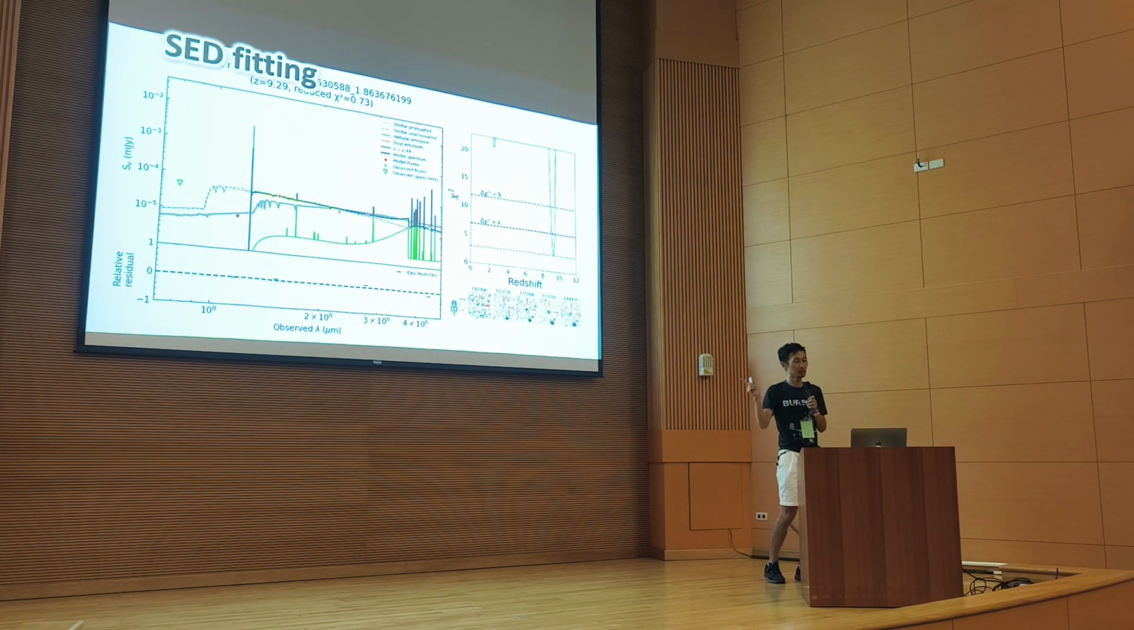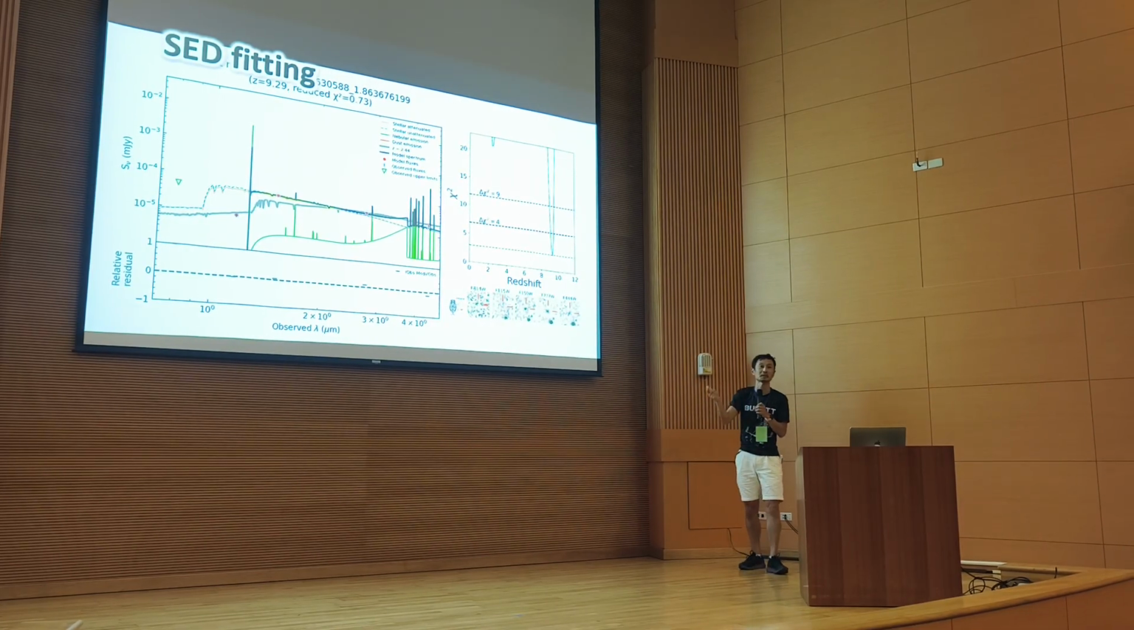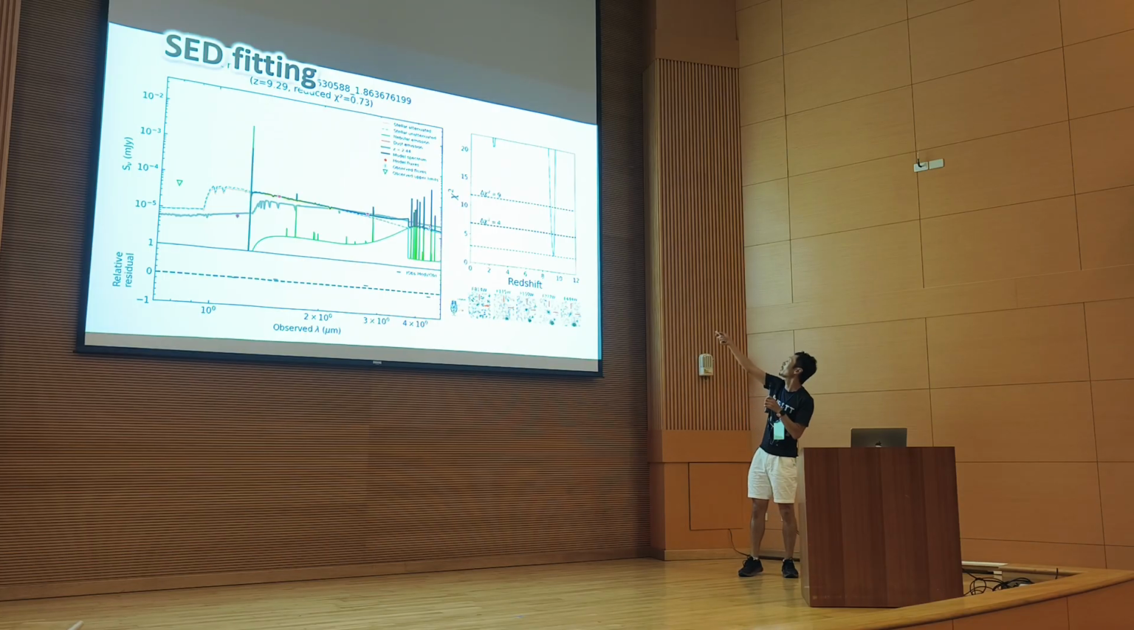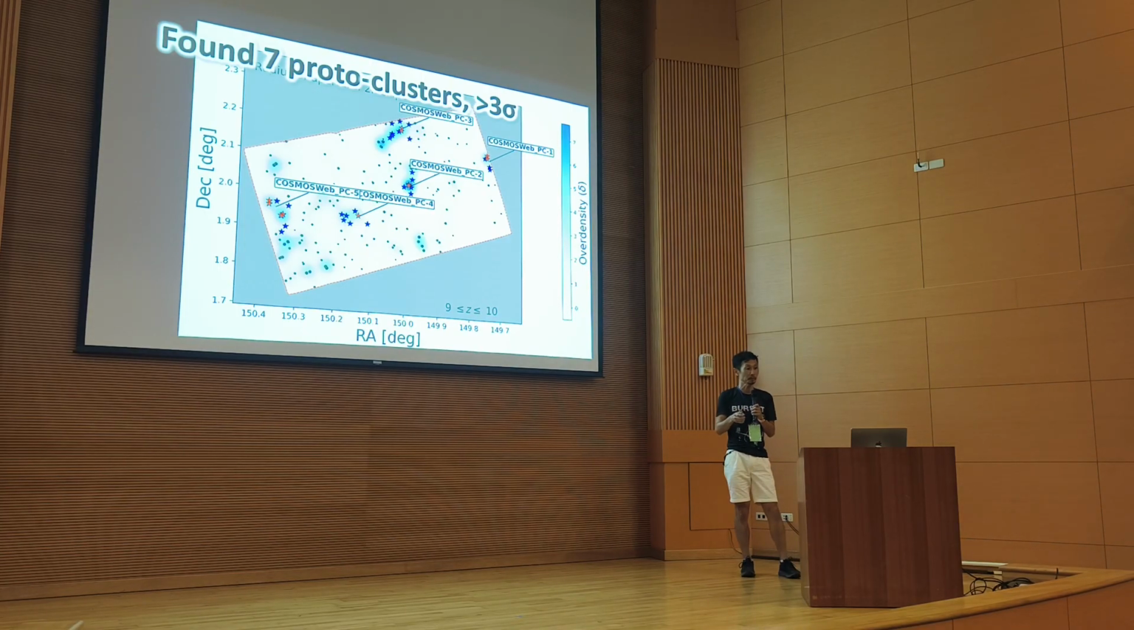And then after we select dropouts, we do SED fitting. This is one example of such a galaxy. It shows nothing in the blue bands, and then it's bright. So that's a typical dropout. And then we fit the SED and estimate the photometric redshift, in this case 9 point something. Okay. Then we calculate the density using that friends-of-friends algorithm. And then we found 7 protoclusters between redshift 9 and 11.